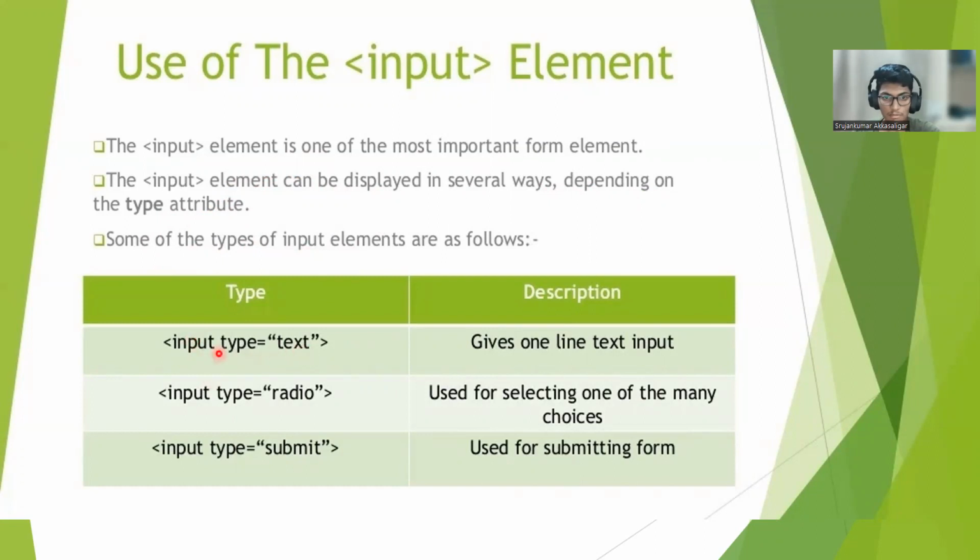Here the input type is text, in which it takes one or two lines of text depending upon the user requirement. And then here is the input type radio button, in which it takes one of the many choices. You can select one of the many choices. Here is one more type, that is submit, and this is used to submit the whole form.